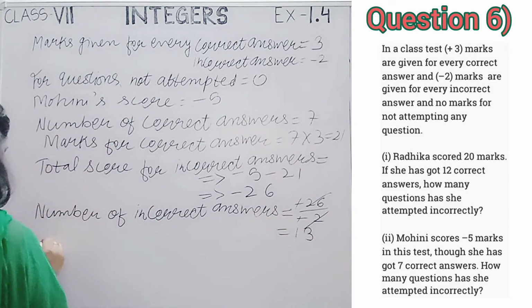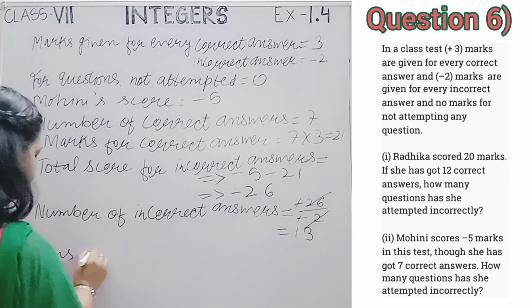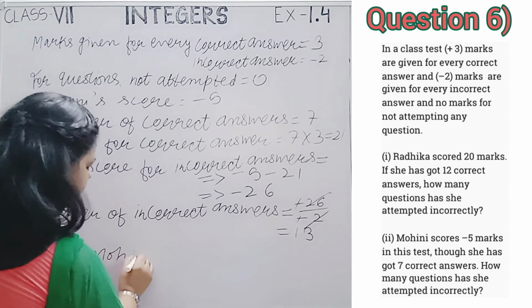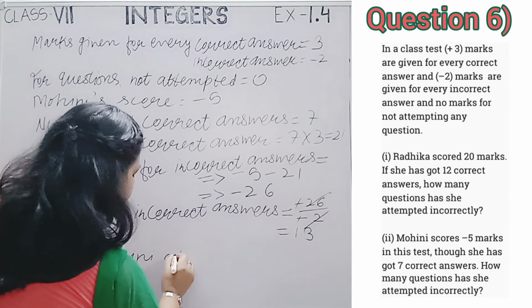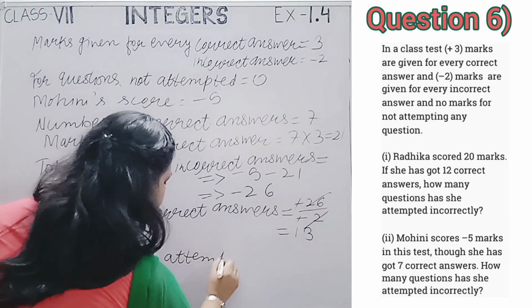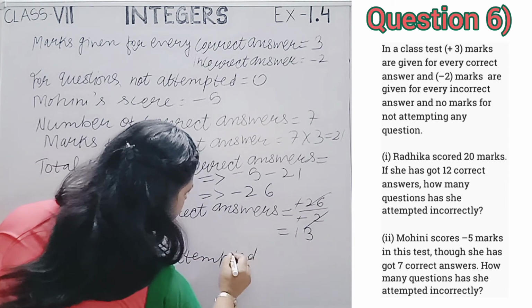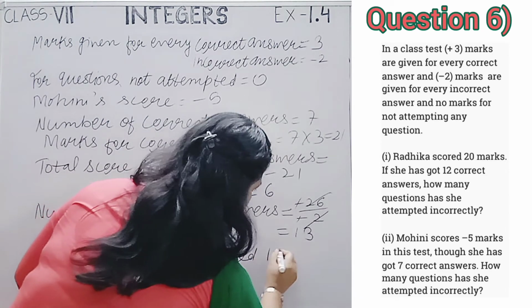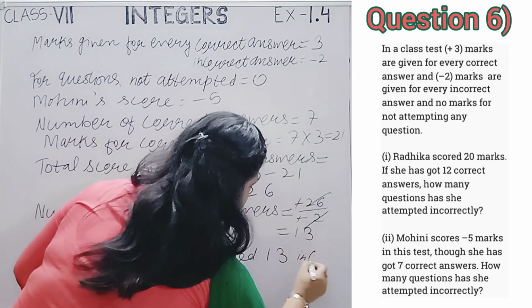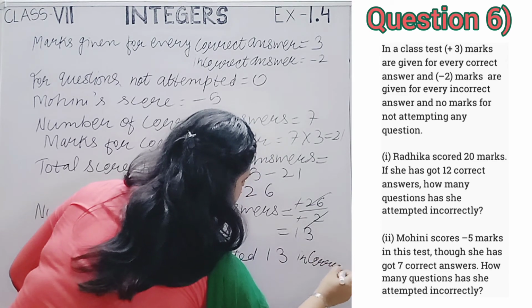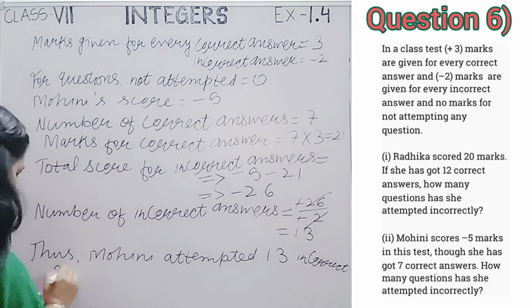So that's Mohini attempted 13 incorrect answers.